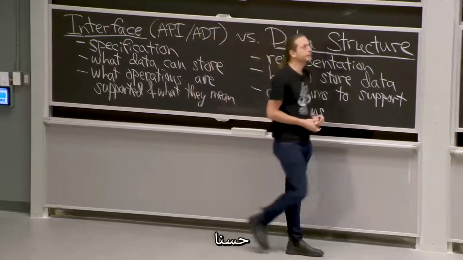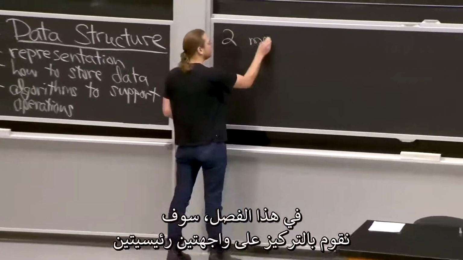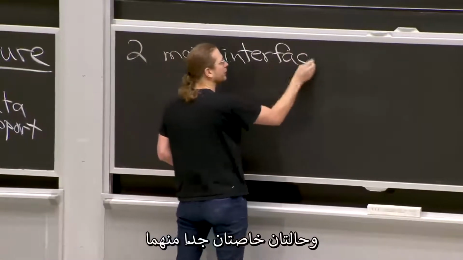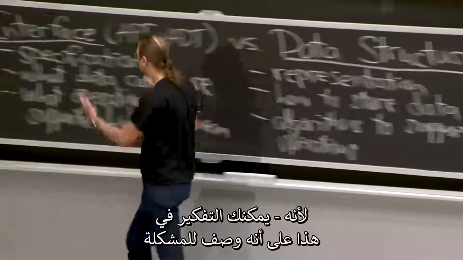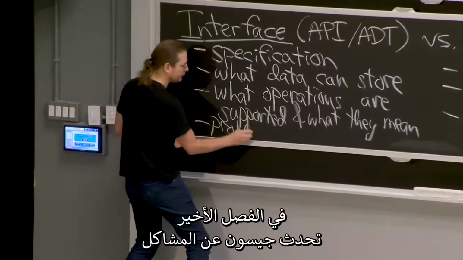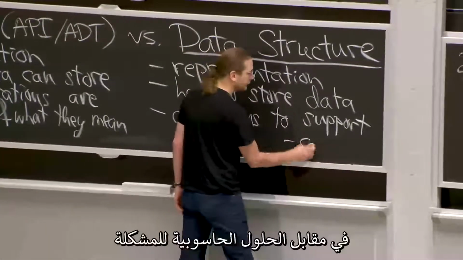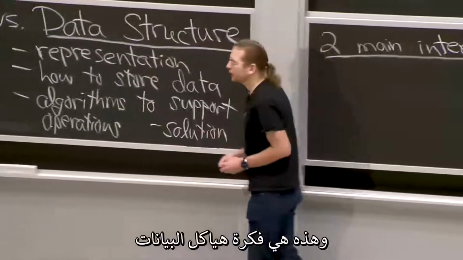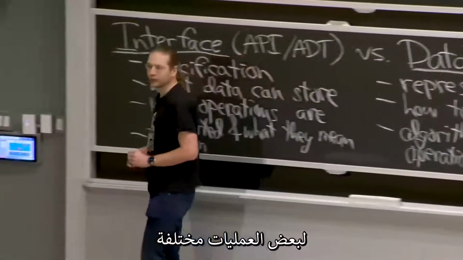All right, so in this class, we're going to focus on two main interfaces and various special cases of them. The idea is to separate what you want to do versus how to do it, because you can think of this as the problem statement. Last class, Jason talked about problems and defined what a problem was versus algorithmic solutions to the problem. And this is the analogous notion for data structures, where we want to maintain some data according to various operations.